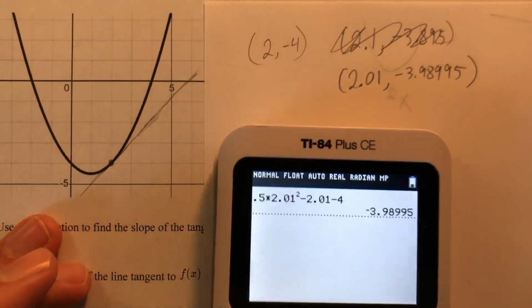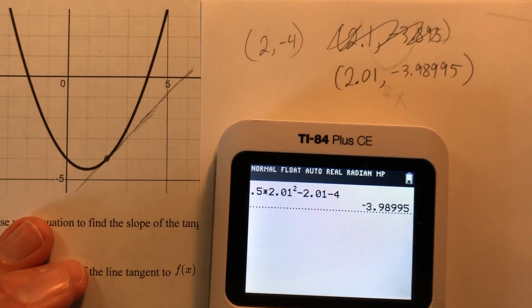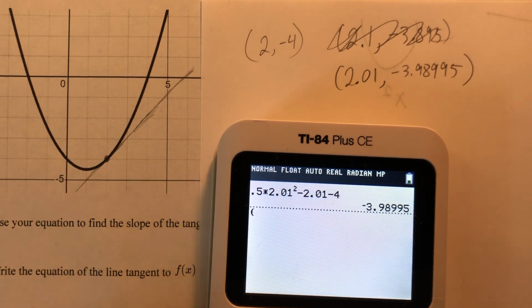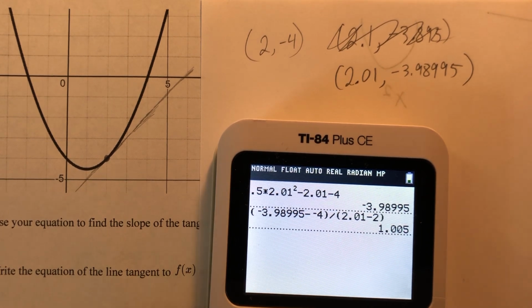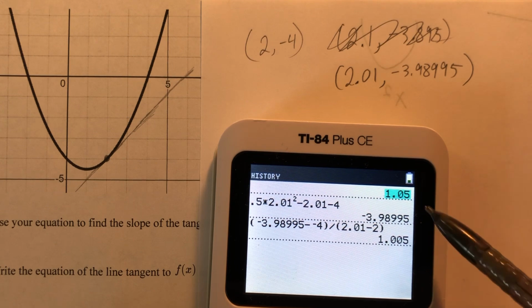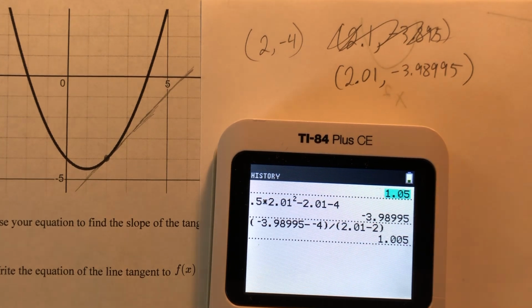Okay, that's great. That's fantastic. We got it. Now let's find the slope there. So that last number, which will go up and retrieve that, minus -4 over 2.01 minus 2, which is 0.01. And we have 1.005. Okay, so the previous answer, a few answers ago, was 1.05. Now it's 1.005. Maybe we could get closer, or maybe you're tired of this process.